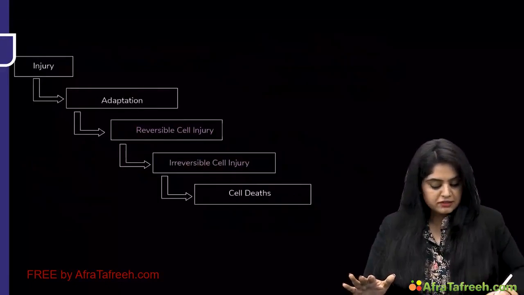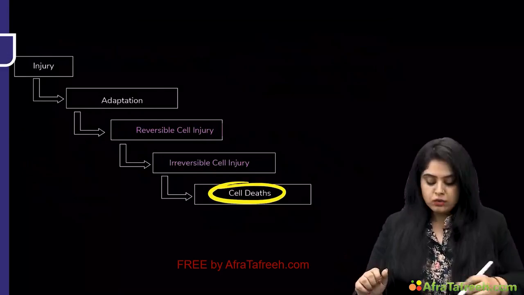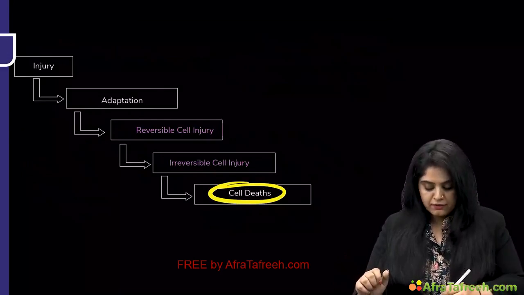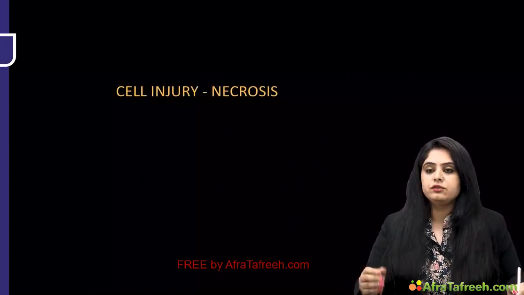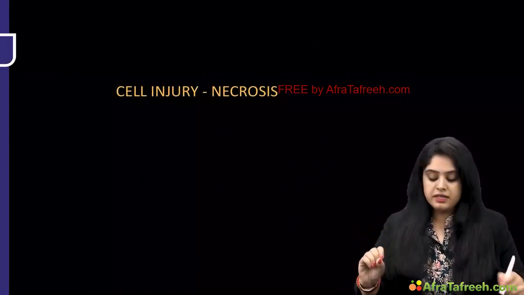Going forward after this, the next dreadful event is going to be cell death. So let's get going with the cell deaths. The first one that you have over here is going to be necrosis. So necrosis, apoptosis, necroptosis, pyroptosis. These 4 are very, very important.